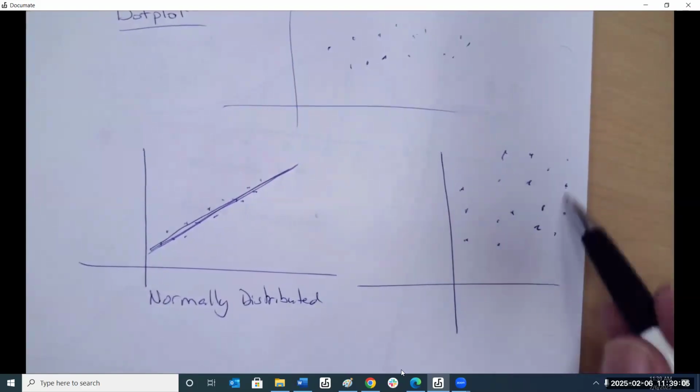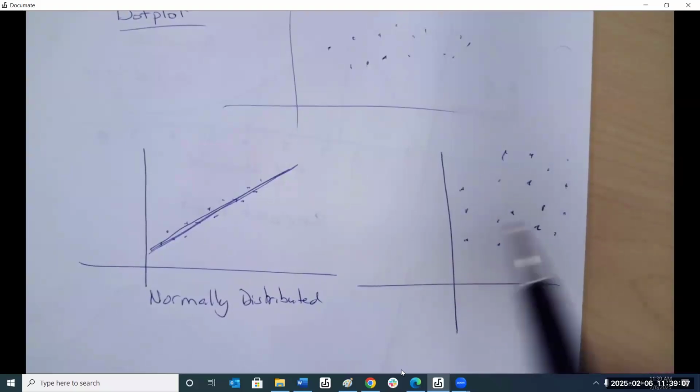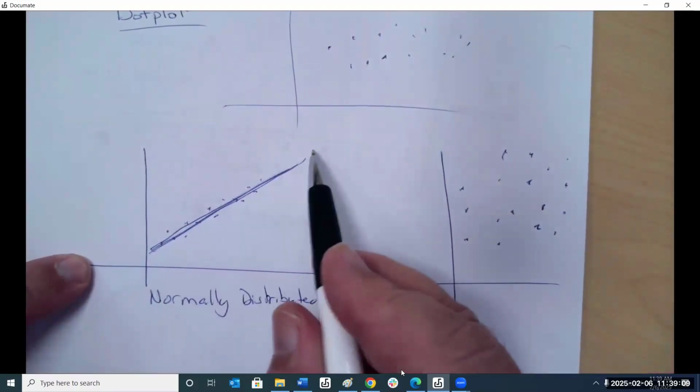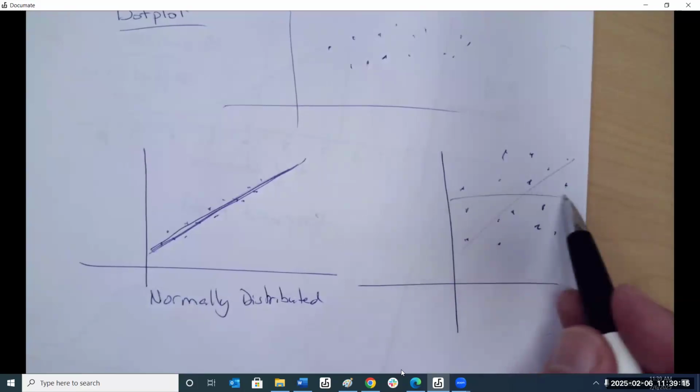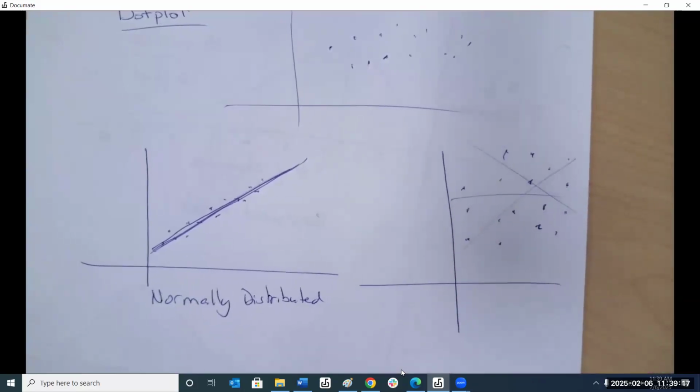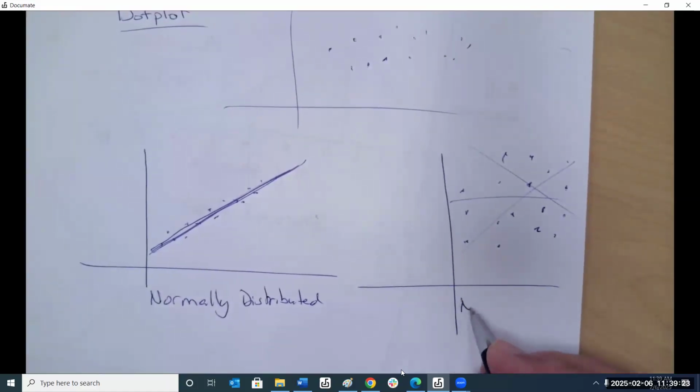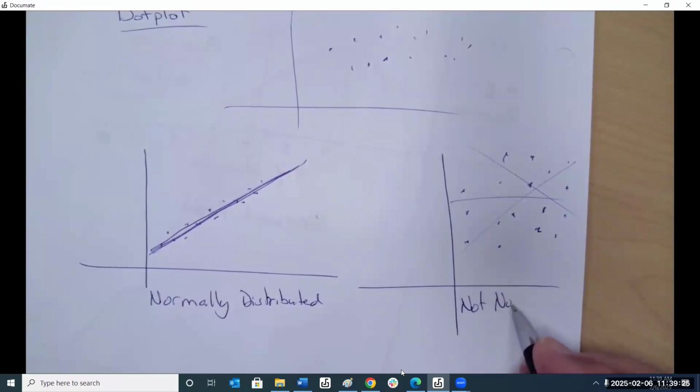But can you make a line prediction here? Because on this one here, I could define a line that's going to give me a good chance at the future. How about this one? No. Is it going up? Is it horizontal? Is it going down? You can't do anything with that. So is that normally distributed? No. So this one is not normally distributed.